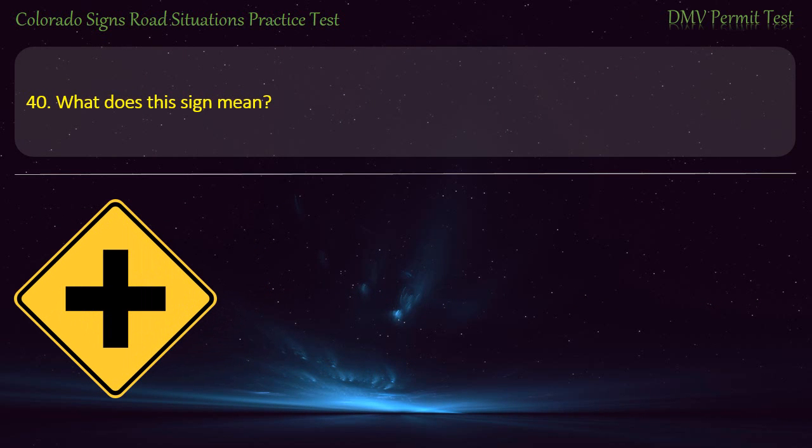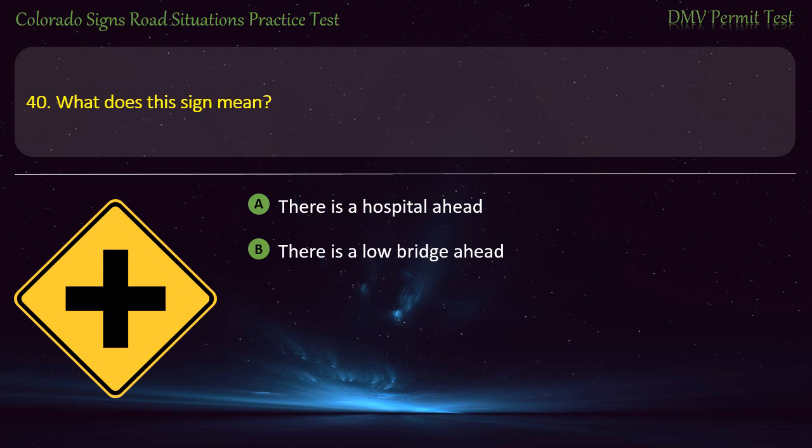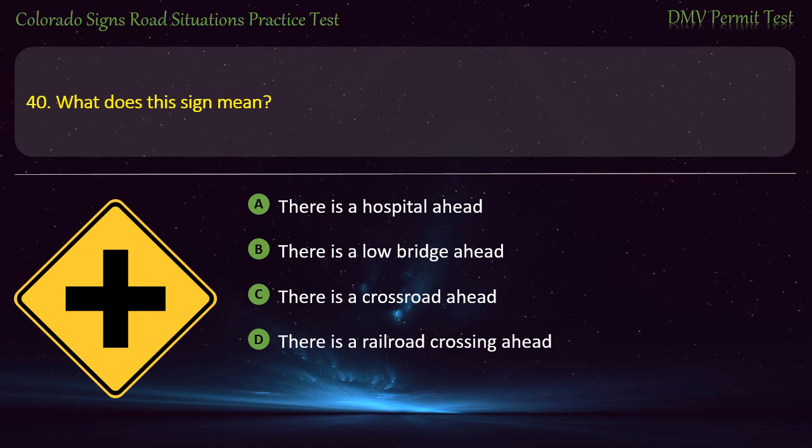Question 40. What does this sign mean? There is a hospital ahead. There is a low bridge ahead. There is a crossroad ahead. There is a railroad crossing ahead. Answer. There is a crossroad ahead.